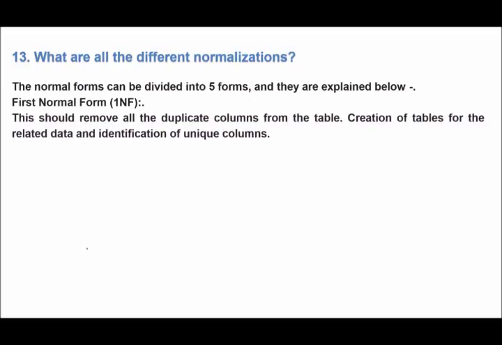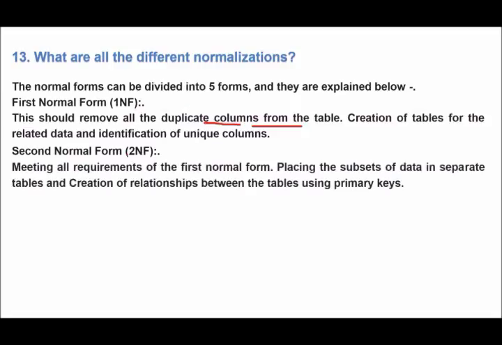First normal form should remove all the duplicate columns from the table. That is the fields we were talking about. All the duplicacy of the columns should not be there. So creation of a table for the related data and identification of the unique columns should be there. There is no redundancy in 1NF.